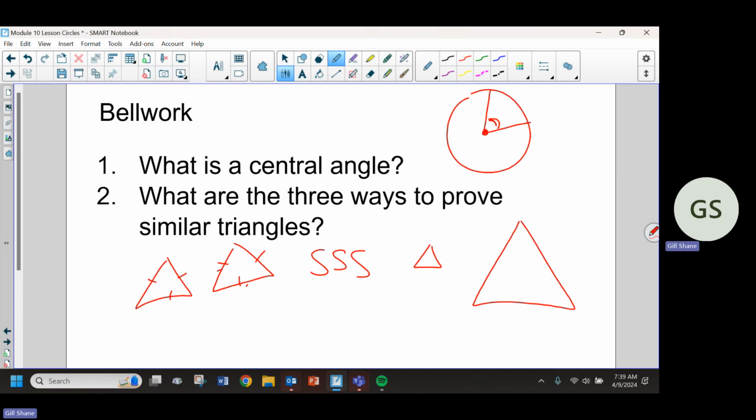A lot of people made that mistake in some way, either on solving, they might set two things equal to each other that are the length of sides. Well, the length of the sides aren't the same. They're different size triangles.